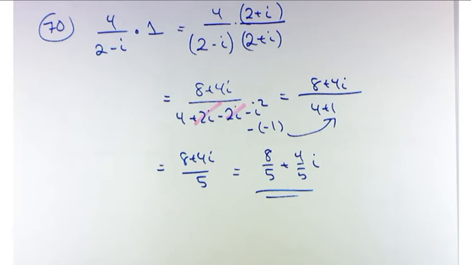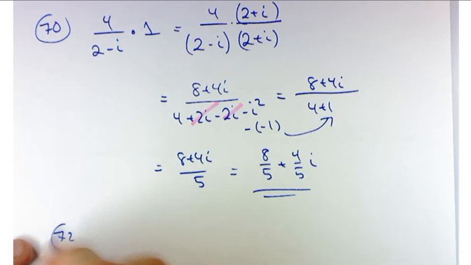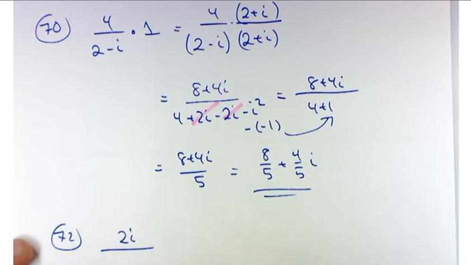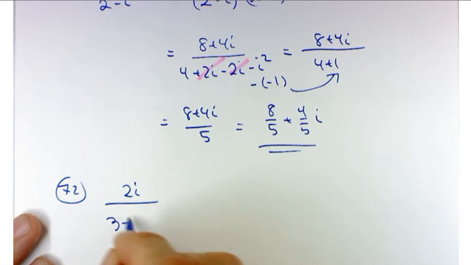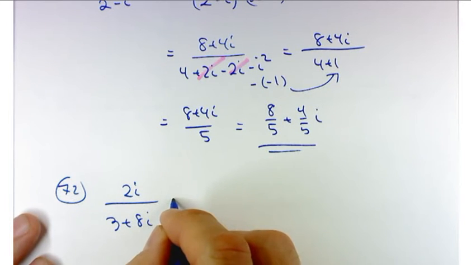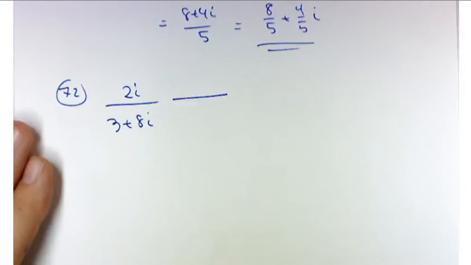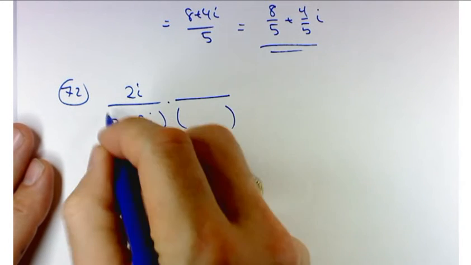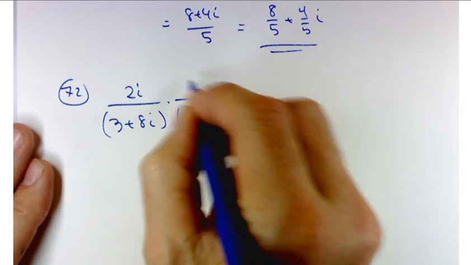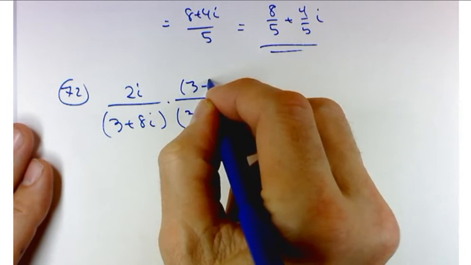So let's do another one kind of like that. Problem number 72. 2i over 3 plus 8i. So Kyle, what would I multiply this one by? Perfect. 3 minus 8i over 3 minus 8i.